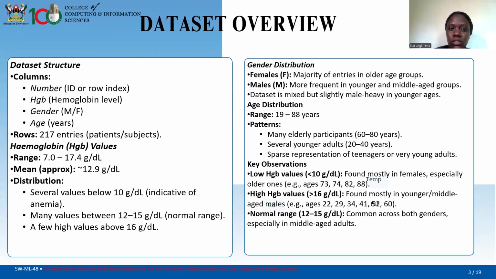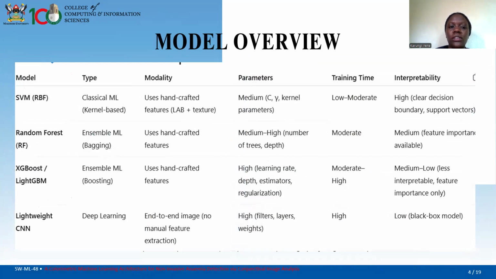Then the key observations from our data set: the low hemoglobin values are found mostly in females, especially older ones. Then the high hemoglobin values are found mostly in younger, middle-aged males. Then the normal range is common across both genders, especially in the middle-aged adults.